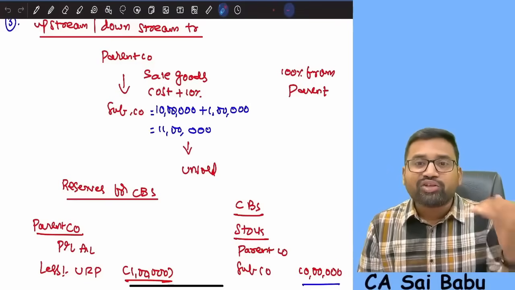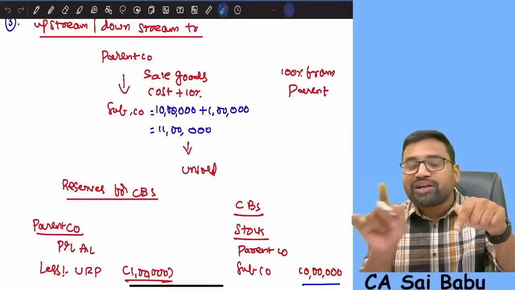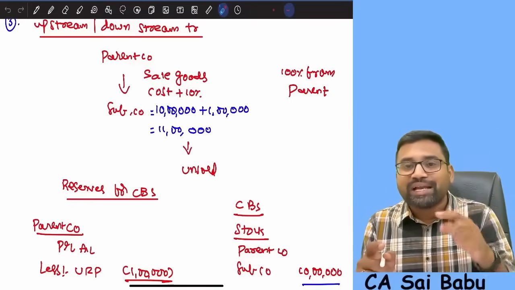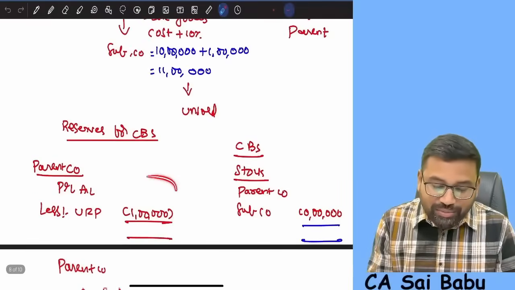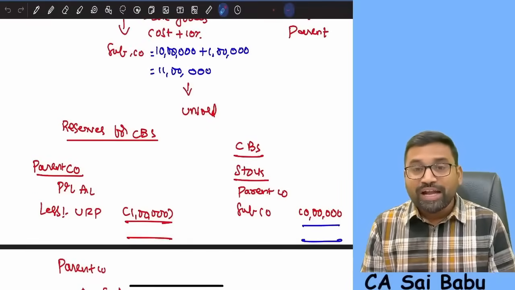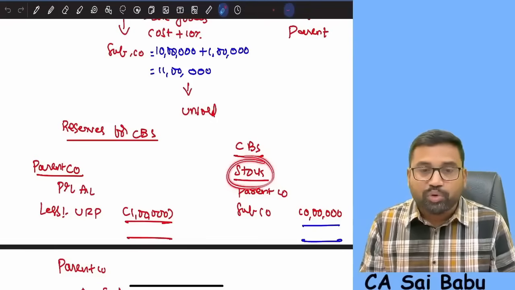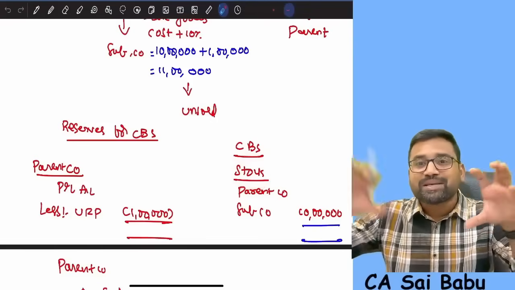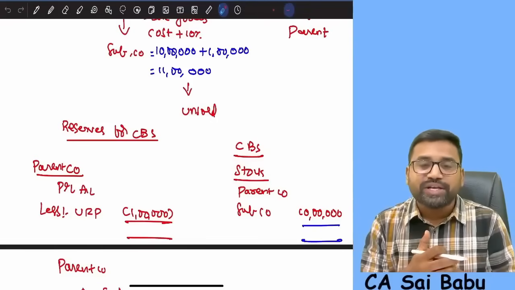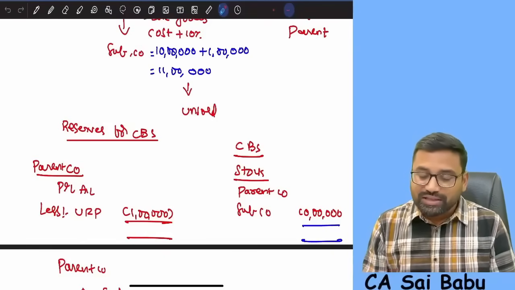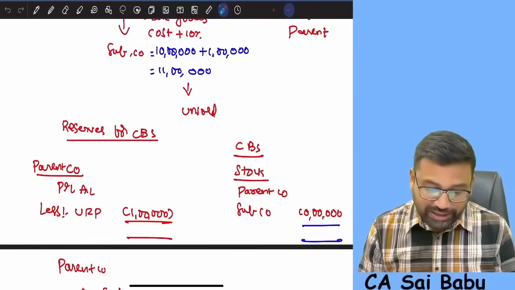From where I need to eliminate? If goods are sold by parent to subsidiary, that profit is there in the parent company P&L account. Therefore, in step number 8, reserves for consolidated balance sheet, you eliminate this URP. And also, when you are preparing consolidated balance sheet, you consider the stock amounts. Parent company stock plus subsidiary company stock. When you are adding subsidiary company stock, in that stock there is an unrealized profit that you eliminate. Consider only the cost part.